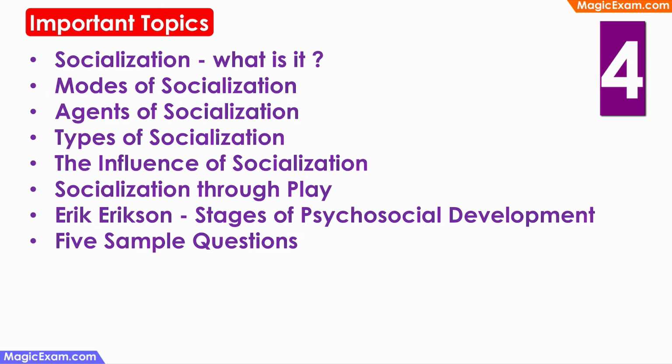As usual, in this series we will be covering only those topics from each chapter which are important from an exam point of view. So in this part we will be starting with an understanding of what is socialization. We'll look at the modes of socialization, the agents of socialization, the various types of socialization. We will also look at the influence of socialization on children, and we'll touch upon socialization through play. And we will also briefly talk about Erikson's stages of psychosocial development. At the end, we will also solve 5 sample questions from various previous question papers.